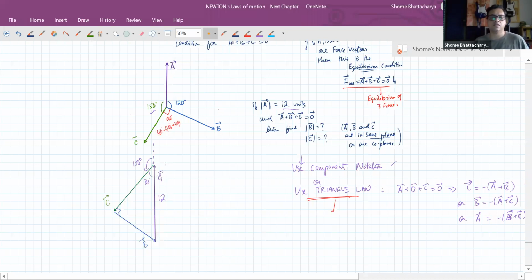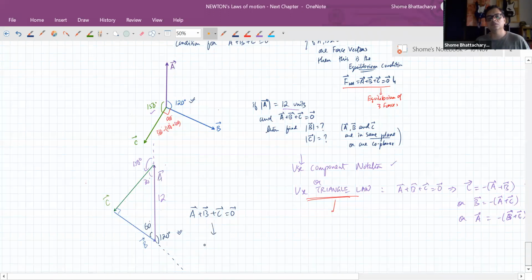And likewise the angle between B and A. This is the direction of B, this is the direction of A. So this angle here is 120 degrees, so this angle is 60 degrees. So now that makes life very simple. This is the condition for A plus B plus C to be 0. They should form a closed triangle.